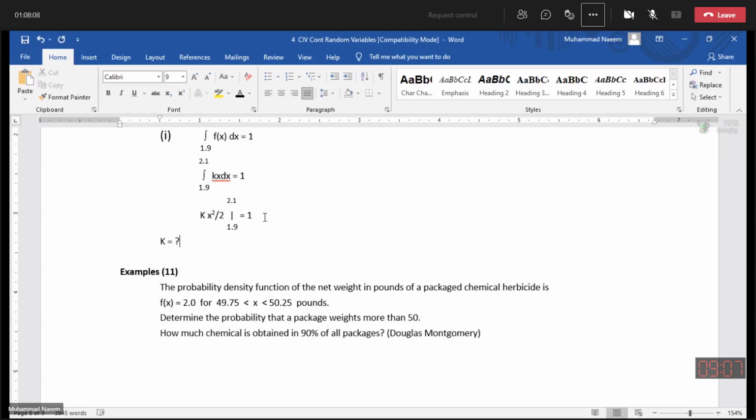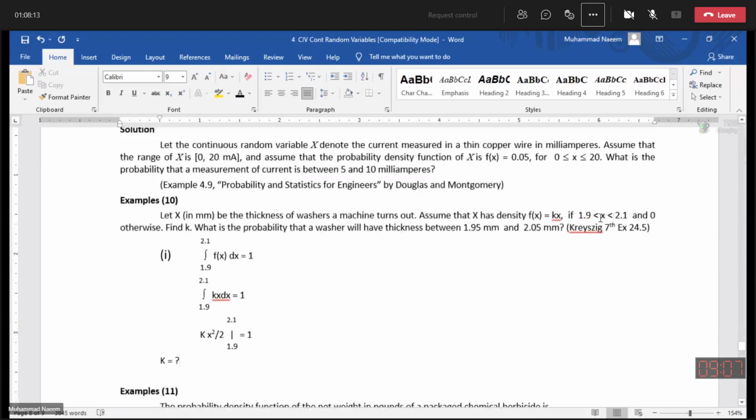Now, as you get the value of k, you are able to find the probability for any subinterval of this range. For example, what is the probability that the washer will have thickness between 1.95 and 2.05? So we will now integrate our density function after putting in the value of k, from 1.95 to 2.05. This will be the answer of the second part.